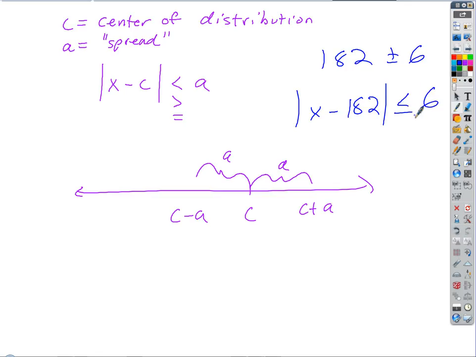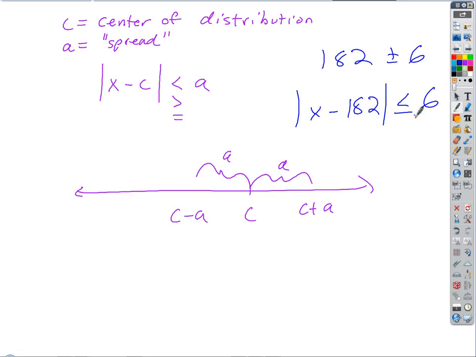And what that's telling us is, we've got this distribution of the number of grapes whose center is at 182, and it's going to vary up or down from that number by 6. That make sense? Okay. And then if we wanted to, we're going to talk in a second about how we could turn that into something other than an inequality. Okay? Does that make sense?